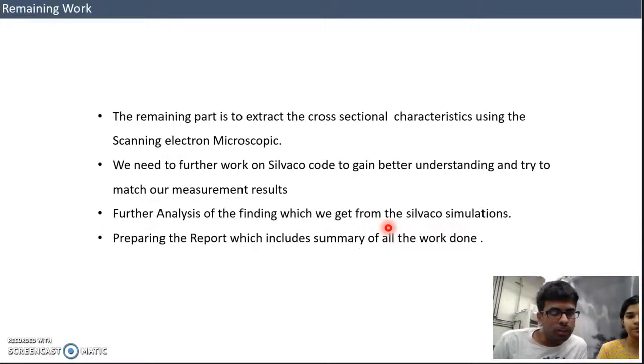So coming to the remaining part of the project work, we are yet to analyze the cross-sectional area using the scanning electron microscope, and we need to further edit the Silvaco code in order to get a better understanding and try to match our measurement results. Based on the simulations which we do, we would further need to analyze the results, which is the pending part. And preparing the report is the last one which we are working on now. We have already started working, and we would work in the next week to close it. Thank you.